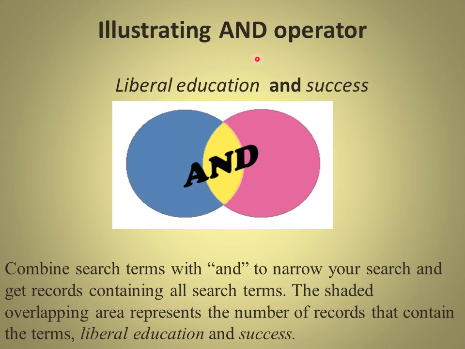The AND operator retrieves records in which all search terms are present. In this example, all records that contain liberal education and success will be searched. When you combine both terms with AND, you get fewer results. The blue circle represents the term liberal education, and the pink circle represents the term success. And when you combine these two, you get very few results. AND can be used more than once in a search. The more terms or concepts combined using AND, the fewer the records retrieved.